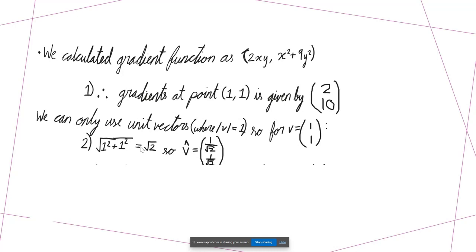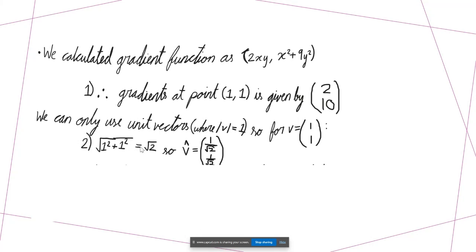To make the magnitude 1, we first work out the magnitude. The magnitude of the direction vector (1, 1) is root 2, just by Pythagoras. Then v hat, the unit vector, is (1 over root 2, 1 over root 2). We're just dividing the x and y components, the i and j components, by root 2 each, and that will give us a magnitude of 1 if we were to work out the magnitude of this vector.